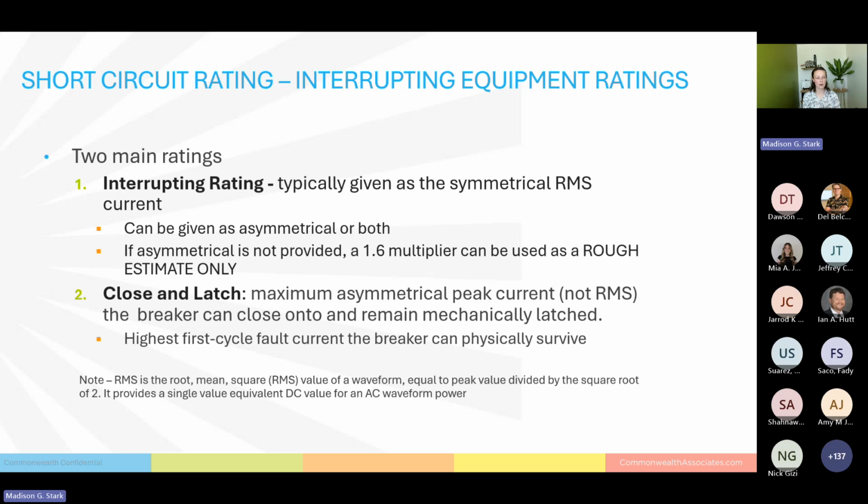Of note, the RMS, or the root mean square, is the peak wave value divided by the square root of 2. It's a DC equivalent power rating to an AC waveform. The reason why we use it is it gives you a single value to work with that encompasses the power of the waveform rather than having to deal with a time curve. Mathematically, it works out. So these are the two ratings that you're seeing. This interrupting rating is going to be given typically in symmetrical RMS, and this close and latch is going to be your asymmetrical peak current.